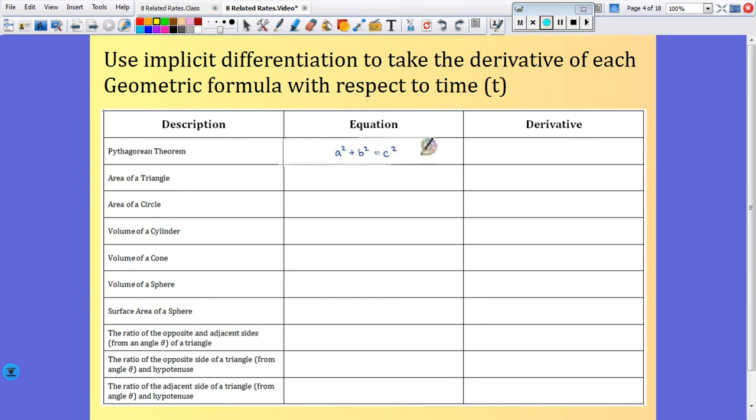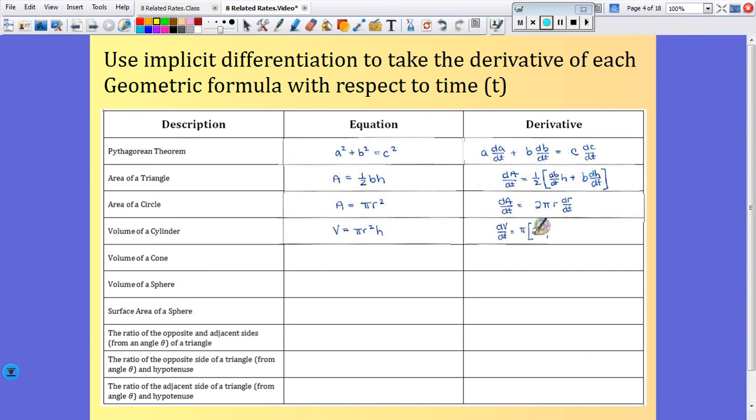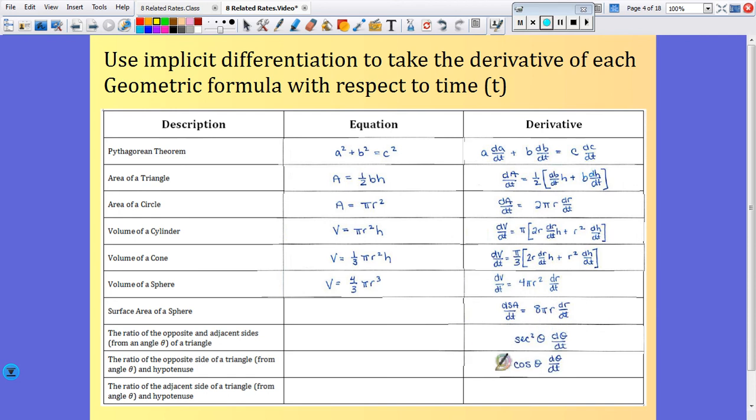Okay. We did this matching activity in class where we have the equations for different types of geometric functions and their derivatives. So if you want to pause the video when I'm done erasing and write these down as a reference, that could be helpful. Otherwise, you can always look in your textbook as a reference for the volume of a cylinder, etc. And you can always take the derivative using implicit differentiation.